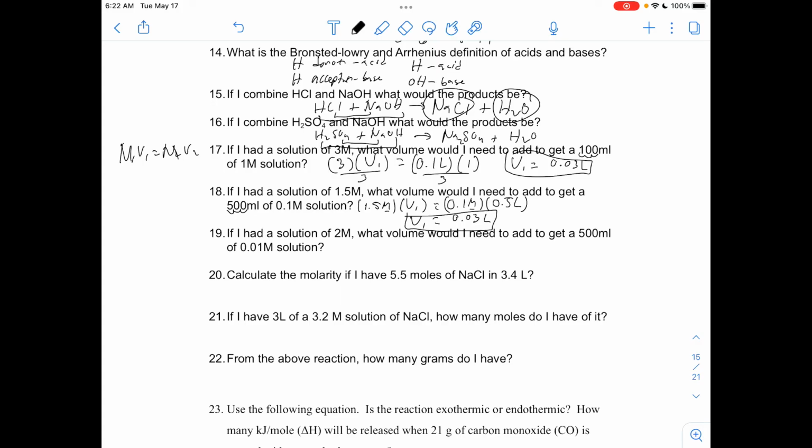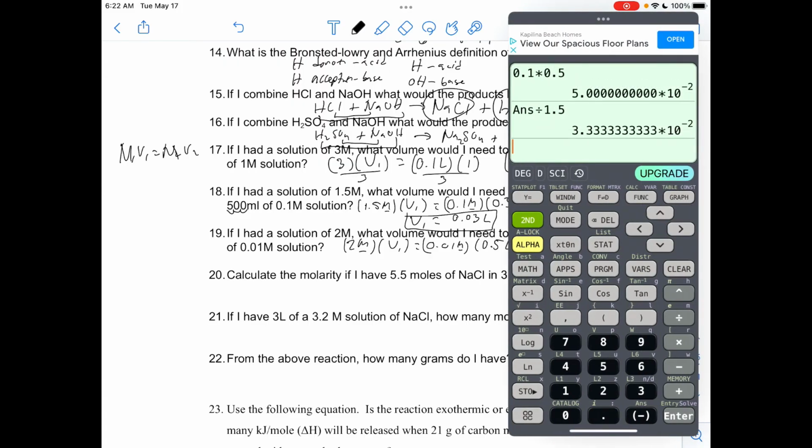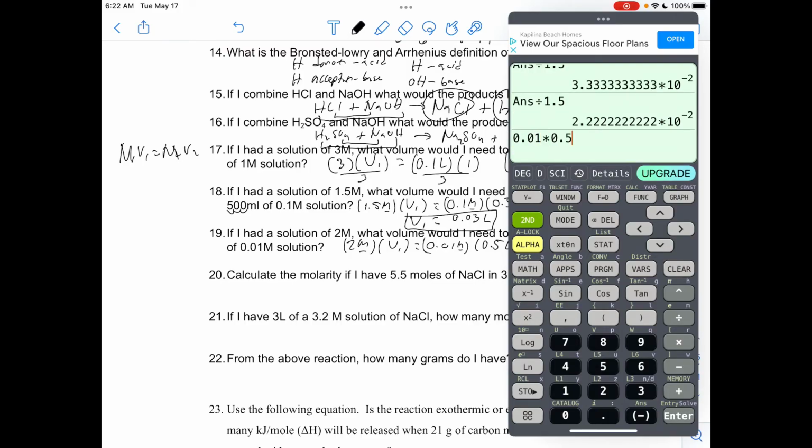Okay, solution of 2 molar. What volume? 0.01 molar. 500 mils of it. Okay, V1 is equal to 2.5 times 10 to the negative third liters.